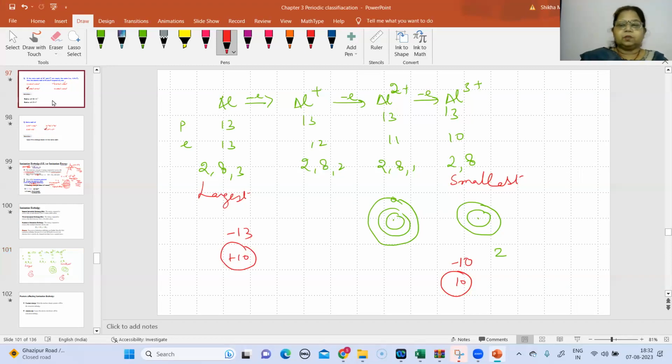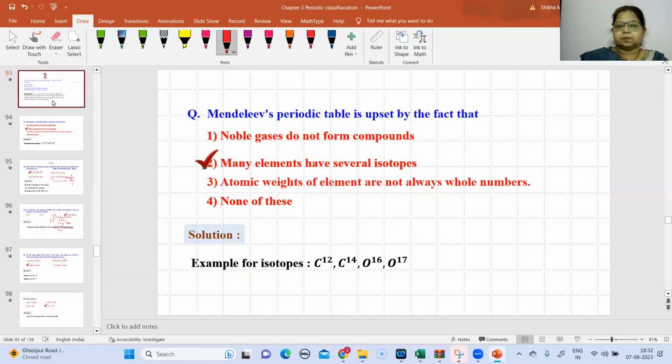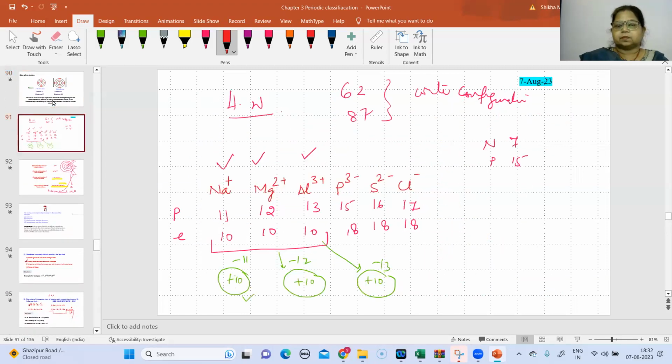Coming back to the example of this species. So now is it easier for you to pick up which one will be smallest or largest in size? Clothing will be the smallest. I didn't get you. I'm just talking about the first three only. As of now, we are taking up the cations only. These three. Among these three, which one will be the smallest?